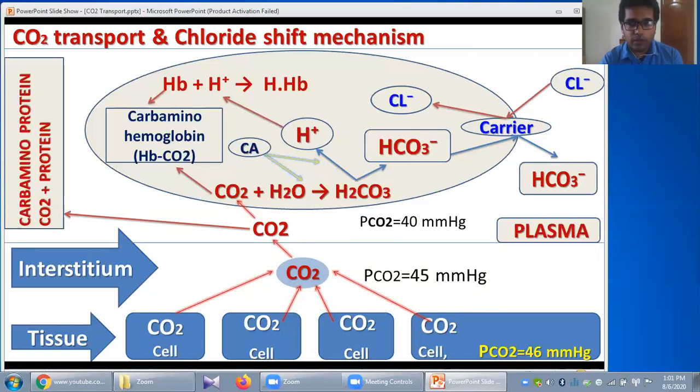And as you know, as oxygen delivery to the tissue increases, that will shift the oxyhemoglobin dissociation curve to the right. So what is the importance of Bohr effect? Bohr effect is important for the transport of oxygen, or to enhance oxygen delivery to the tissues.